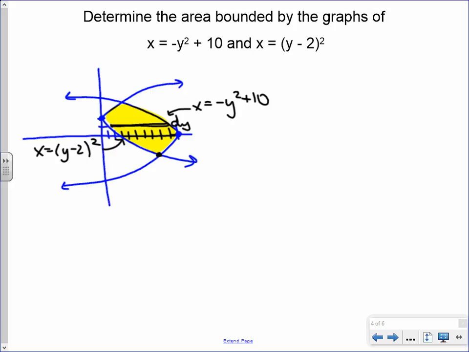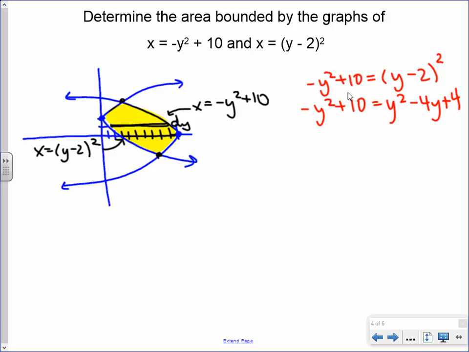What we need are these points of intersection. We need to know what those y values are. So we need to take negative y squared plus 10 and set it equal to y minus 2, the quantity squared. So we have negative y squared plus 10 equals y squared minus 4y plus 4. We have a quadratic to solve, so let's set it equal to 0. So we have 2y squared minus 4y minus 6 equals 0.